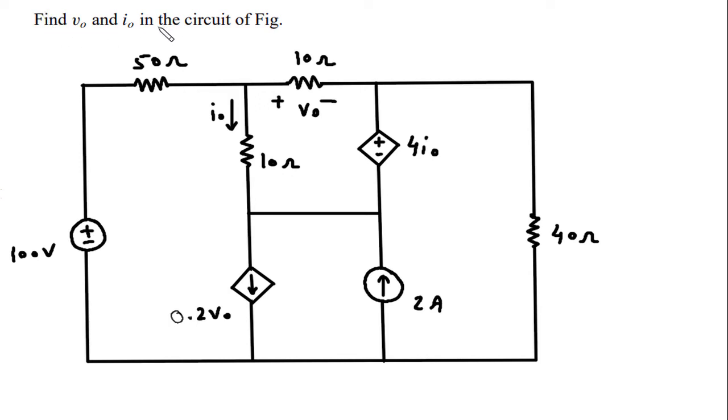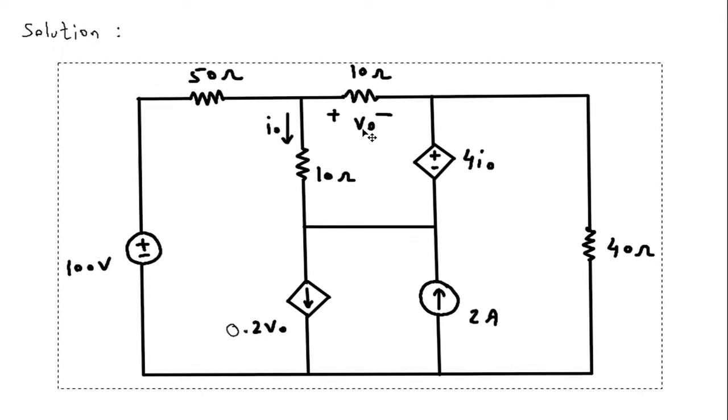Find VO and IO in the circuit of figure. We have to find this VO and this IO in this circuit using mesh analysis. Solution. First we will redraw the circuit.